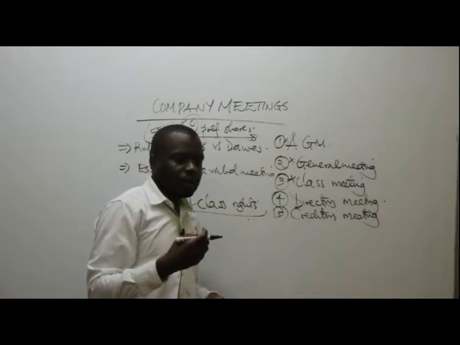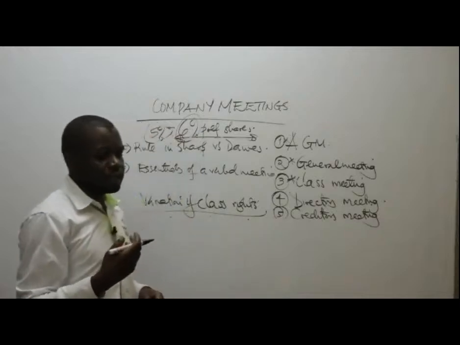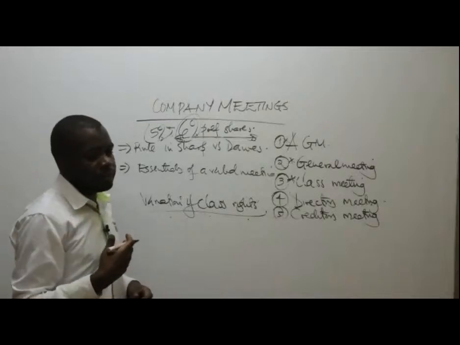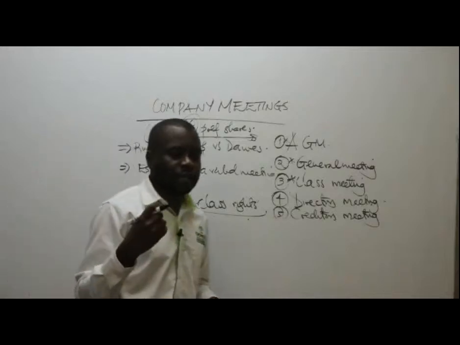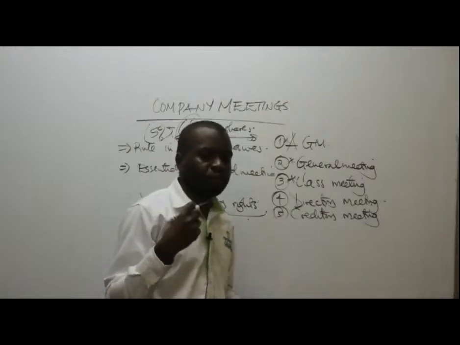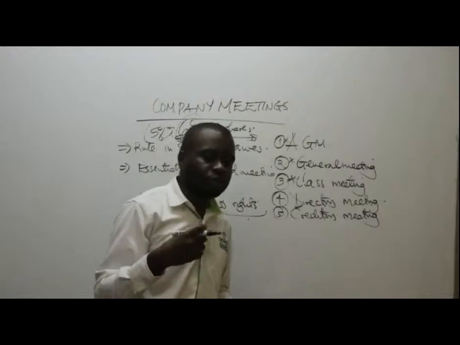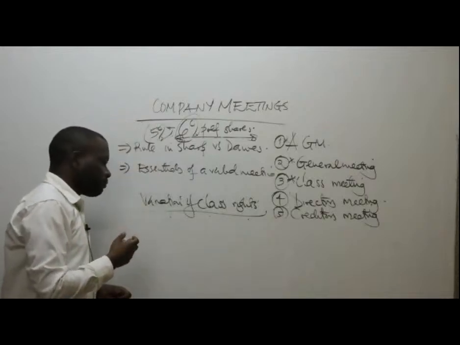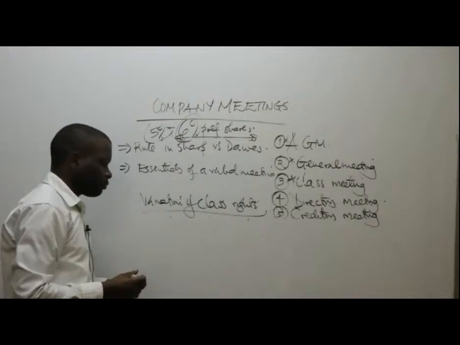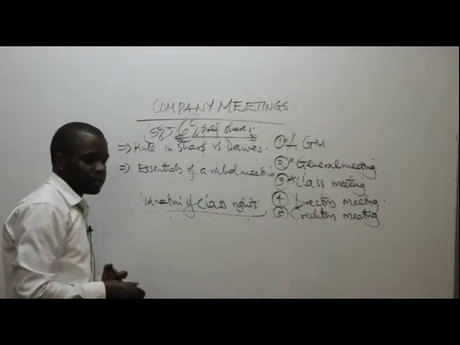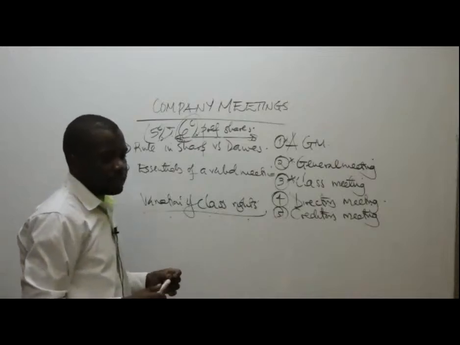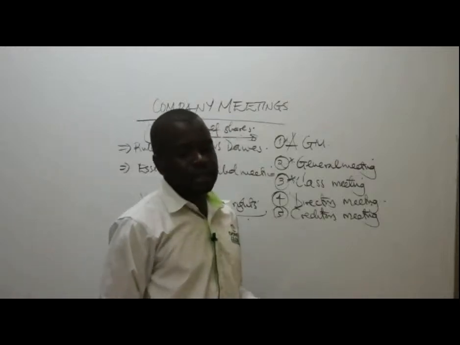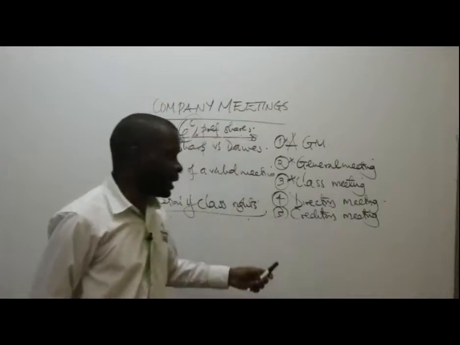When you're talking about, for example, the voting rights of ordinary shareholders in the company, if these rights are to be varied by the company, it can only be approved by members of that class of shares. They must be able to approve of it before the company can proceed to vary the rights of that class of shares. So the members of that class of shares will convene a class meeting.